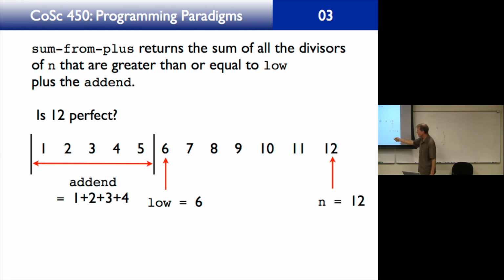It's going to be 1 plus 2 plus 3 plus 4. Why isn't it going to be plus 5? Because 1 divides 12, 2 divides 12, 3 divides 12, 4 divides 12, but 5 doesn't divide 12. So the addend is going to contain the sum of all the divisors less than 6 that divide 12. And in the recursive call, sum from plus is going to call itself over and over again with a bigger and bigger value of low until low gets all the way up to 12. And one of the recursive calls will be sum from plus 6, 10.